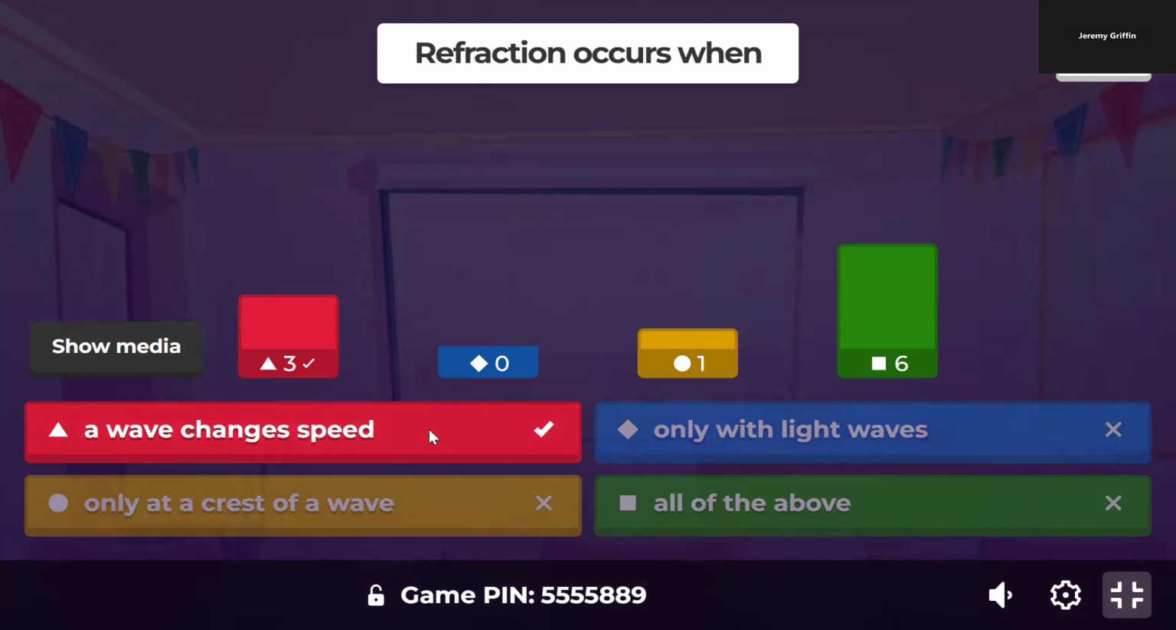So when a wave changes speed, you know what? Here, let me find a bonus video for you guys. You got a Paul Hewitt somewhere in here. I think it's this one.